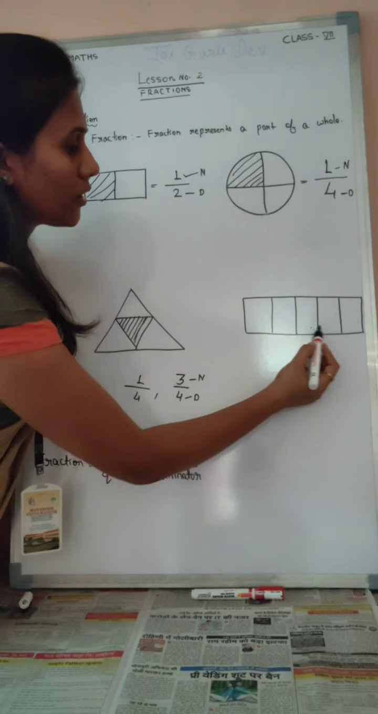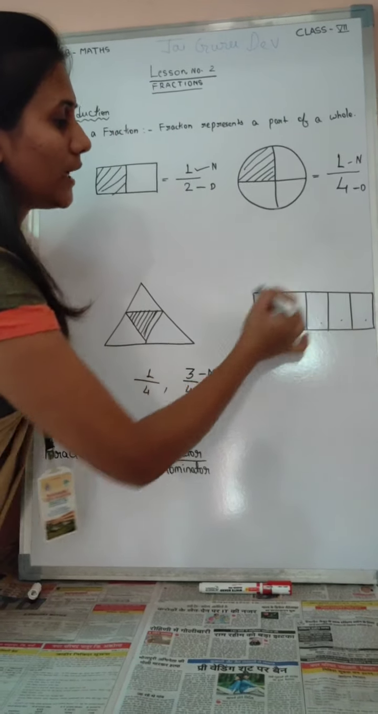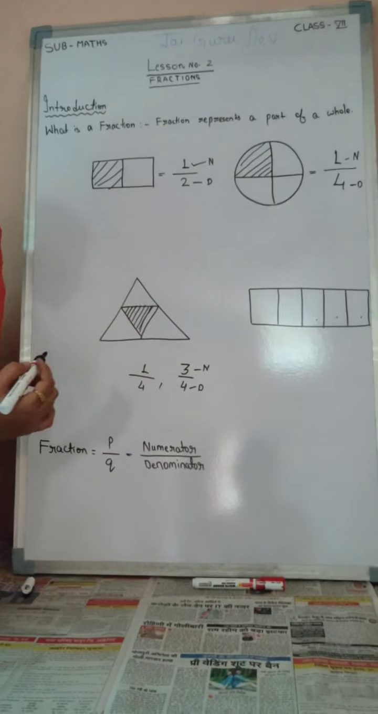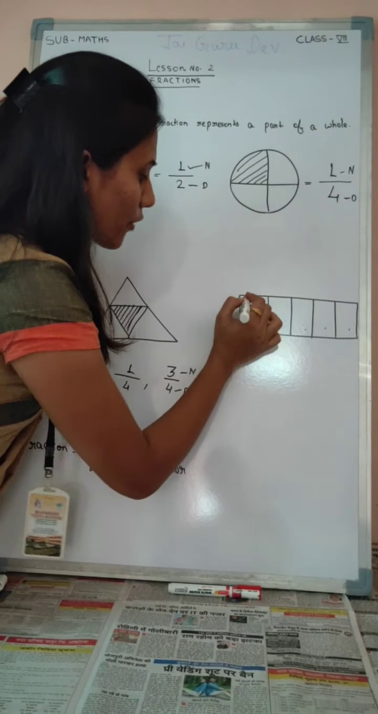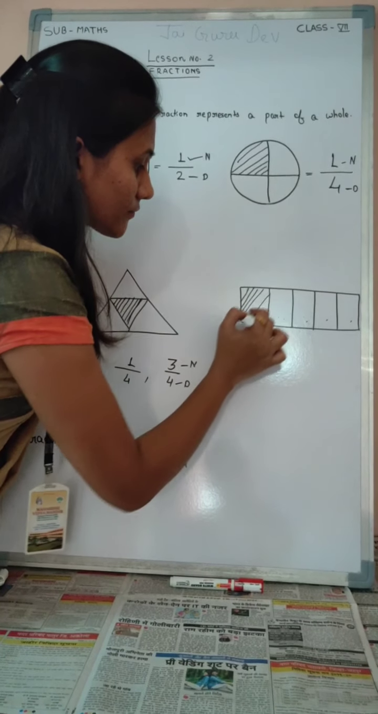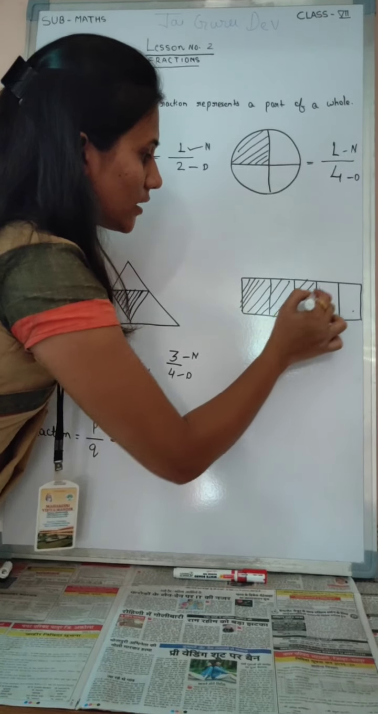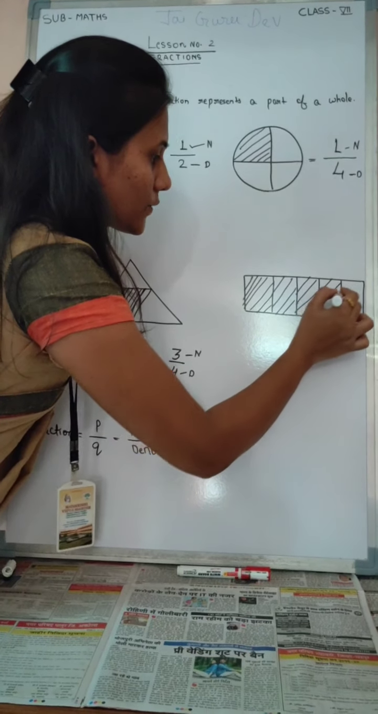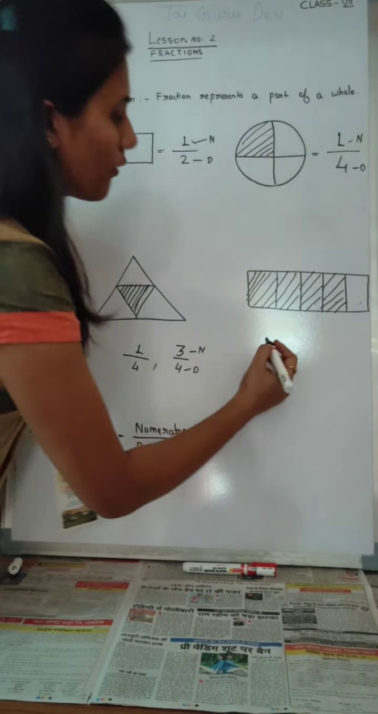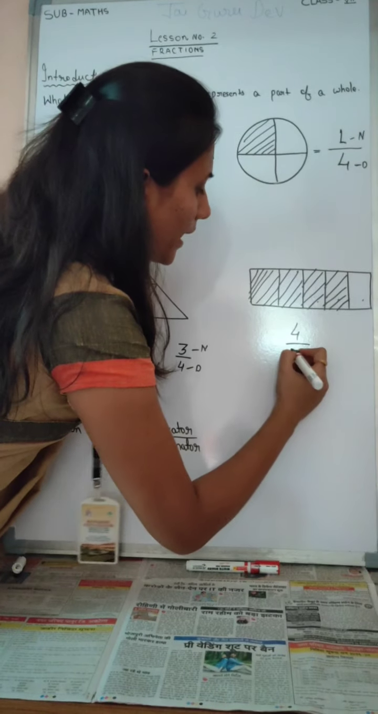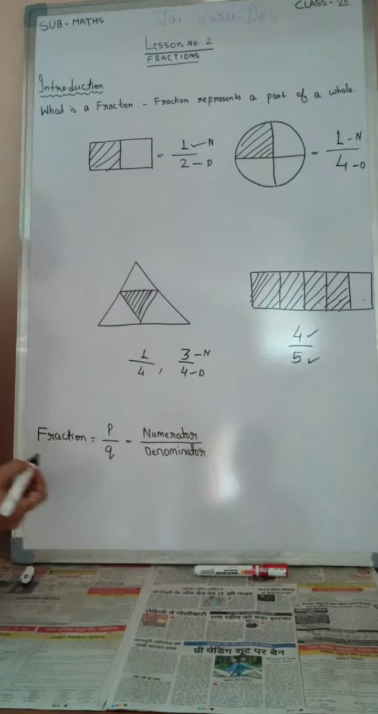So same here. How many total portions are there? 1, 2, 3, 4, 5. So in that whole the total number of parts is 5, and it is divided into 5 equal parts. If I shade this first portion, this second one, this third one, and this one is fourth. So out of 5 I have shaded 4 portions, then the fraction will be 4 divided by 5, where 4 is the numerator and 5 is the denominator.